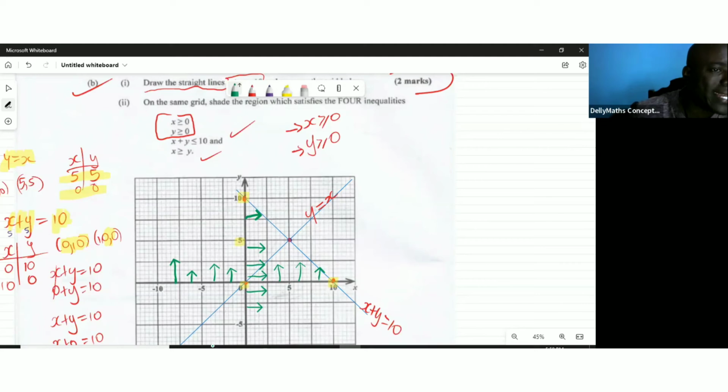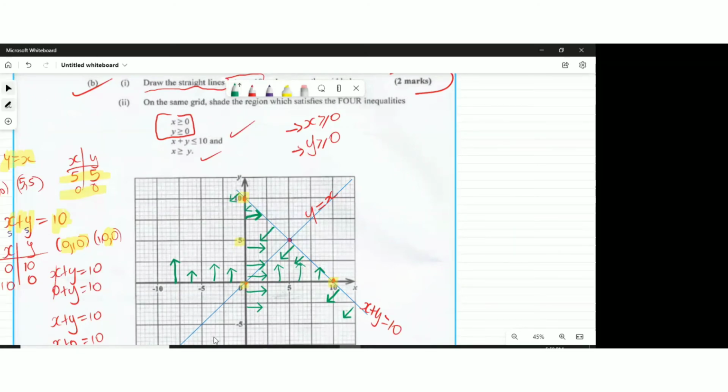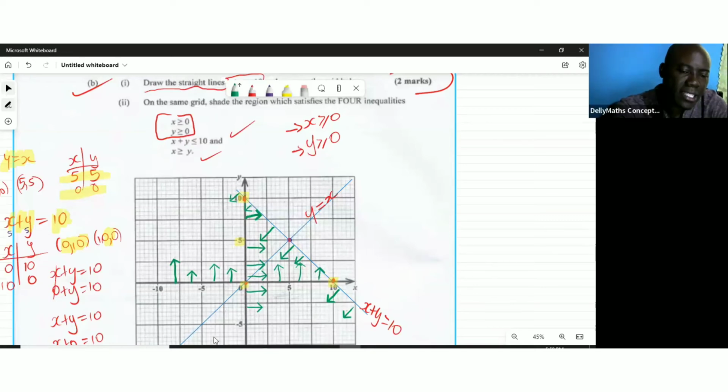x plus y less than or equal to 10 would be this line. Less than is your shading underneath. So you could see underneath. And when we said shade, we're talking about pointing. So less than means that you're pointing underneath.